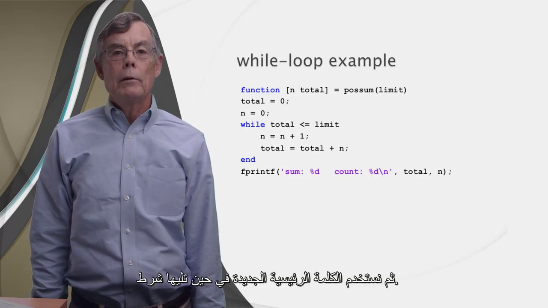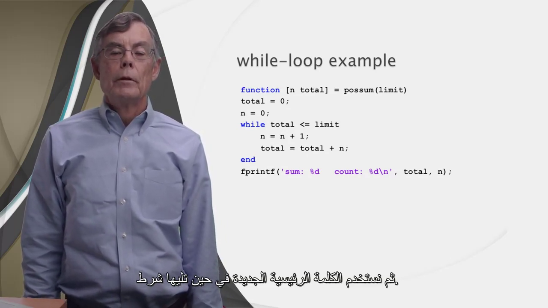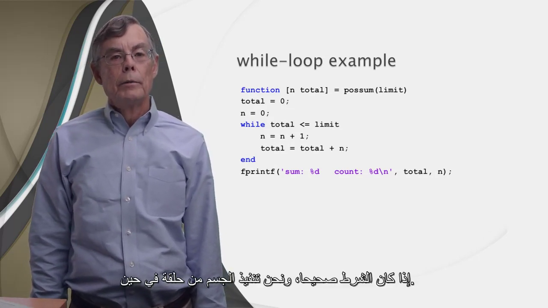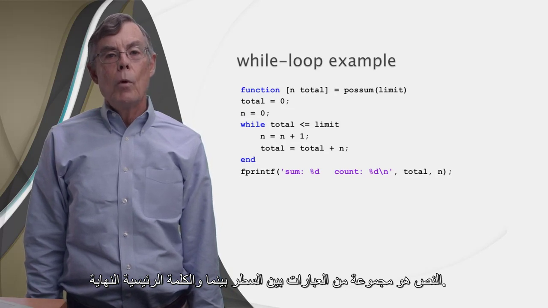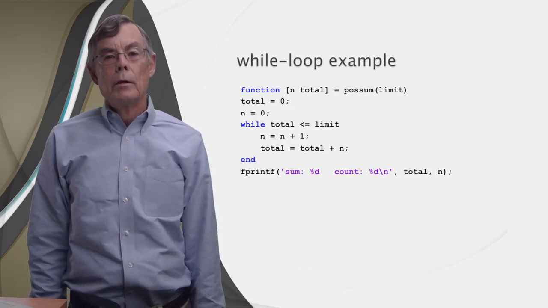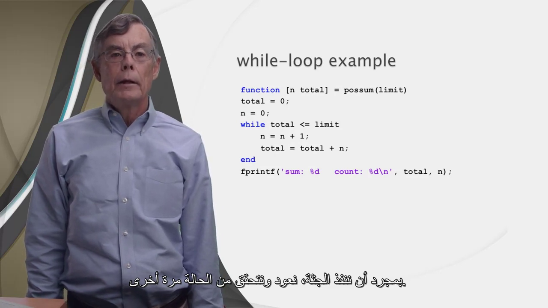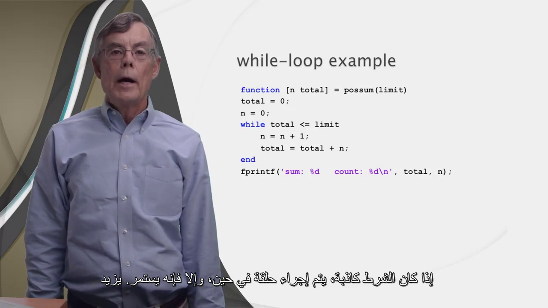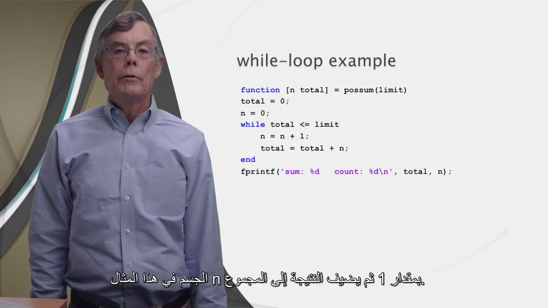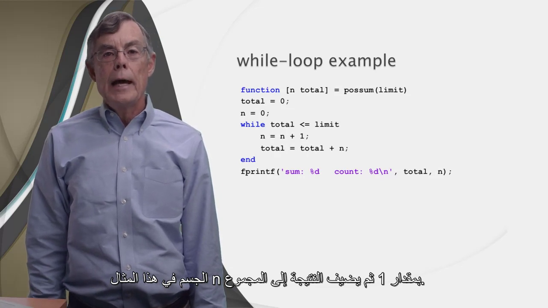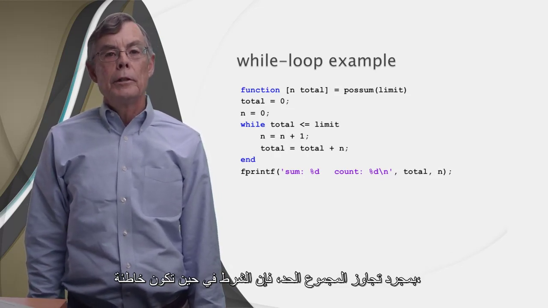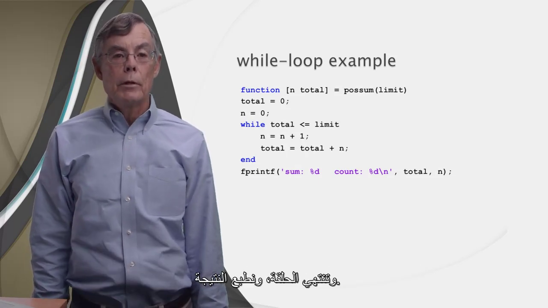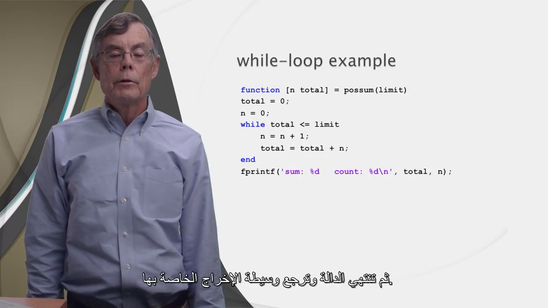Then we use the new while keyword followed by a condition. The meaning is simple. If the condition is true, we execute the body of the while loop. The body is the set of statements between the while line and the end keyword. Once we execute the body, we go back and check the condition again. If the condition is false, the while loop is done. Otherwise, it continues. The body in this example increments n by 1 and then adds the result to total. Once total exceeds limit, the while condition will be false, the loop terminates, and we print the result. The function then terminates and returns its output argument.